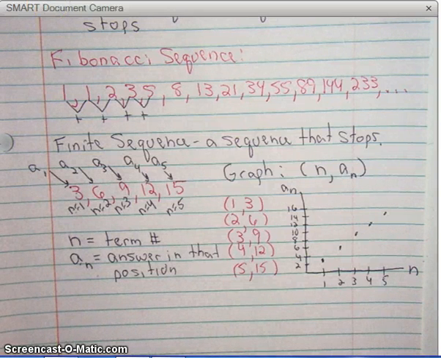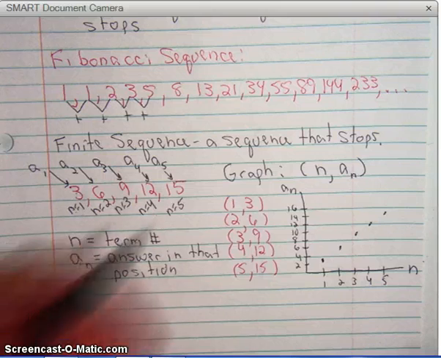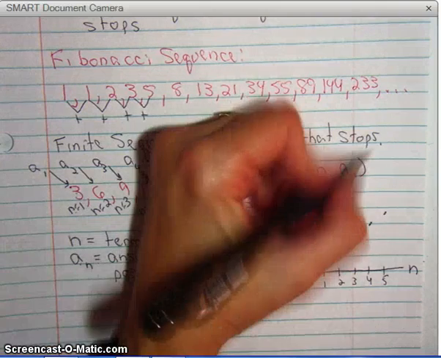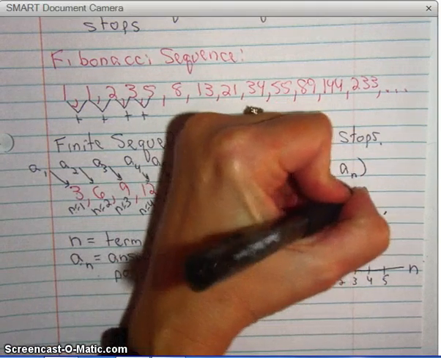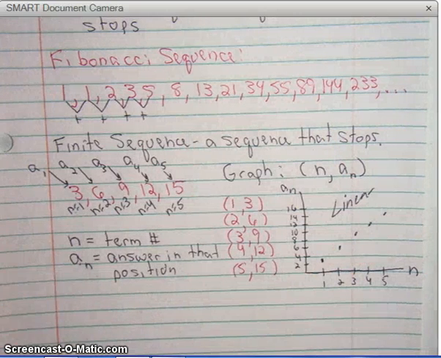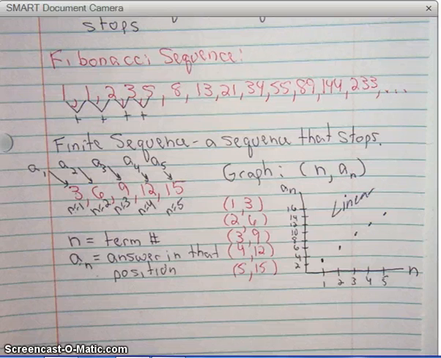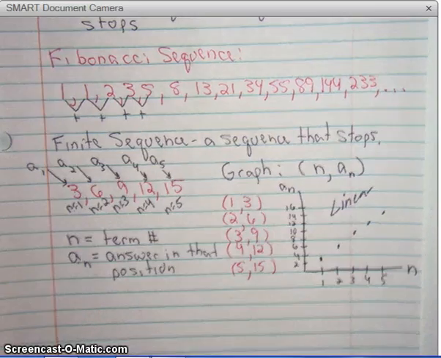Sequences can graph as any kind of shape that you've studied. What is the name of this shape that you guys studied? Just say it, guys. Linear. So this is linear. Will a sequence always graph as linear? No, it won't. It could graph as quadratic, a half of a parabola. It could graph as a cubic, okay? So it could graph as just about anything.